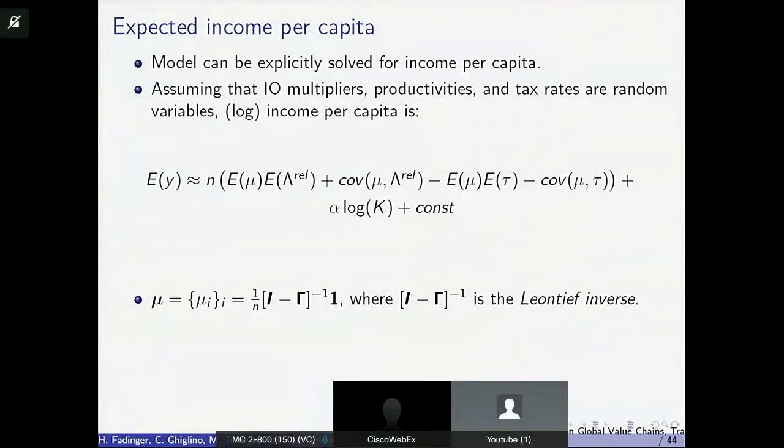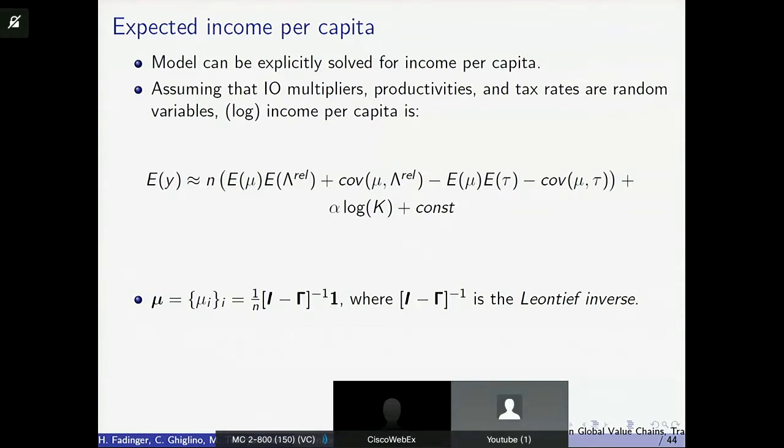Okay, so conveniently the model can be explicitly solved for income per capita. It's just a terrible mess because this expression for aggregate income depends on all the input-output coefficients, all the productivities, and all the tax rates. But what we can do is assume that the input-output multipliers, productivities, and tax rates are random variables, and then you can solve for expected aggregate income in logarithms. It's going to be linear. Like a Cobb-Douglas production function, it's going to have this alpha log k, so it's going to be linear in capital per capita.